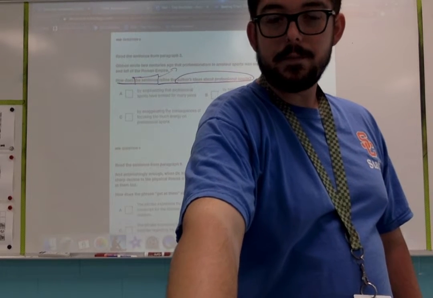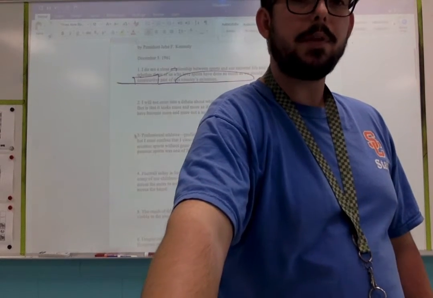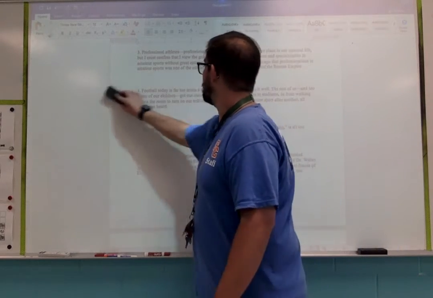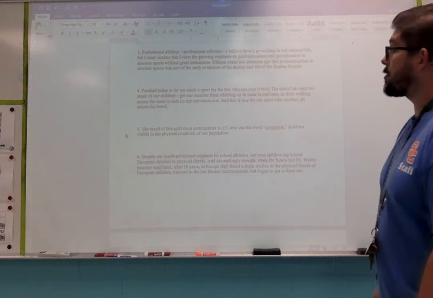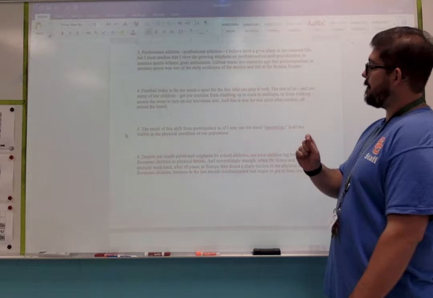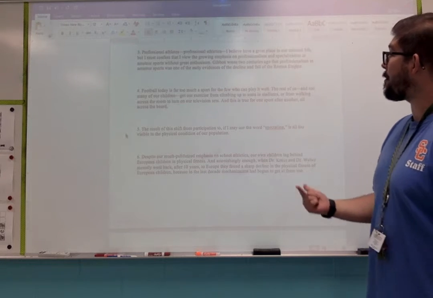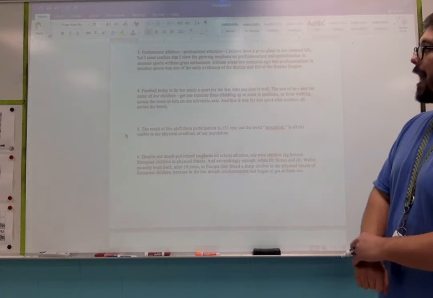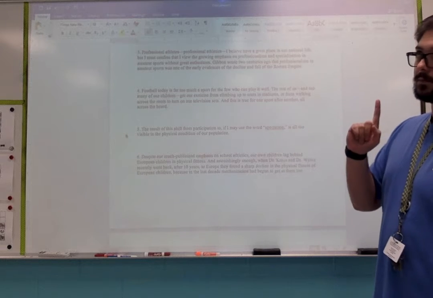Here it is. And let's read through paragraph 3, and let's continue on to paragraph 4 as well. This reads, professional athletics, I believe, have a great place in our national life. But I must confess that I view the growing emphasis on professionalism and specialization in amateur sports without great enthusiasm.